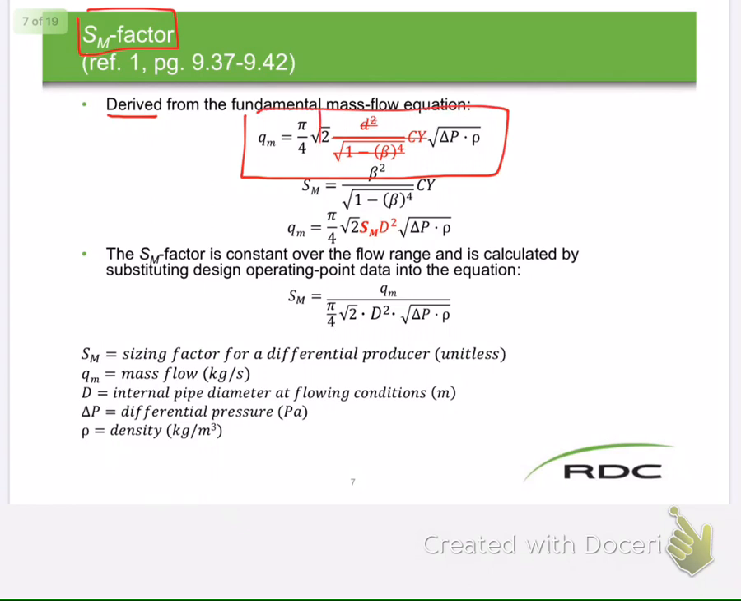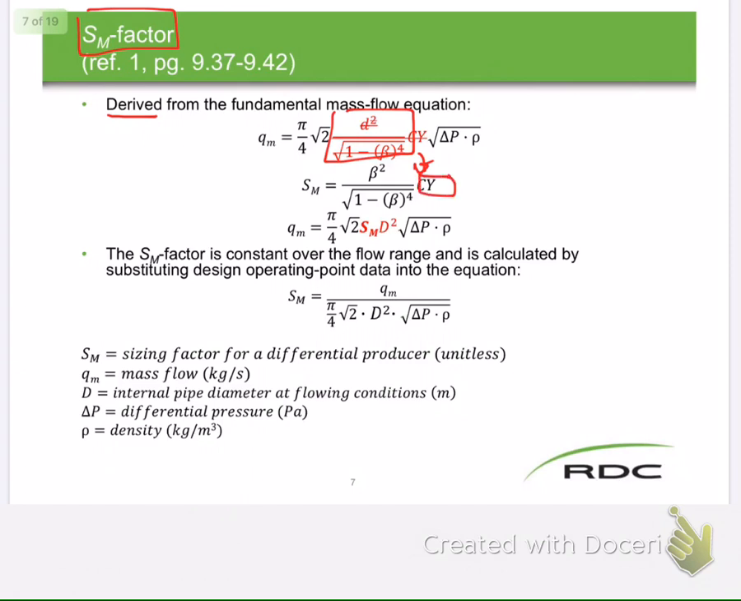So the thing that's highlighted here in red, this is where it's derived from. You can see we're going from here to here, and you can see that it's been manipulated. And this portion that's highlighted here in red is what's down in our SM factor there. And then we go ahead and tag on our discharge coefficient C and Y there as well.